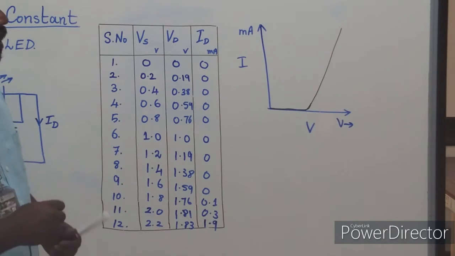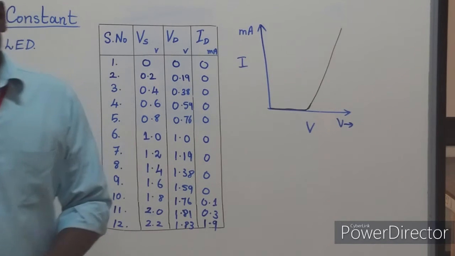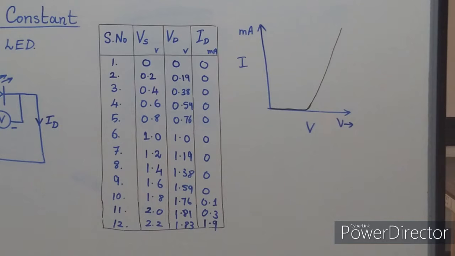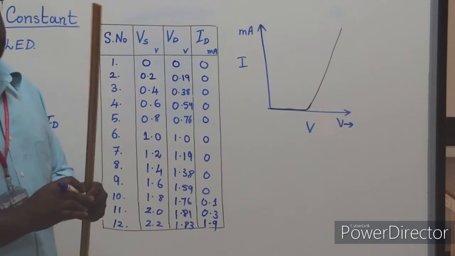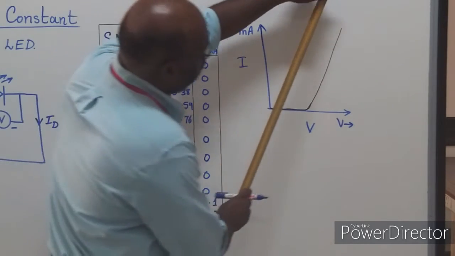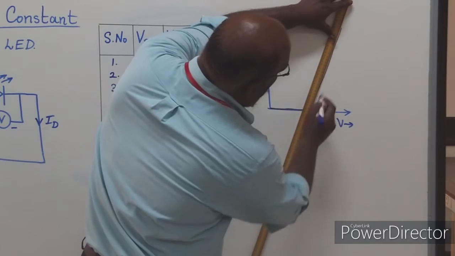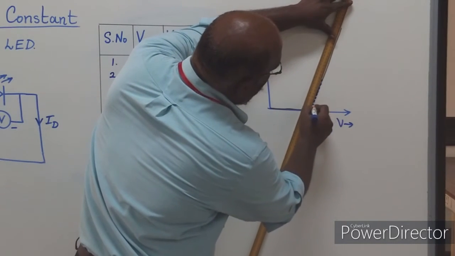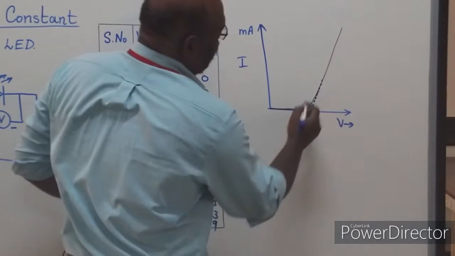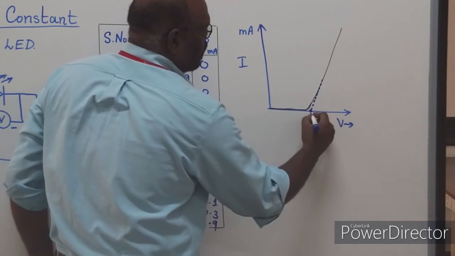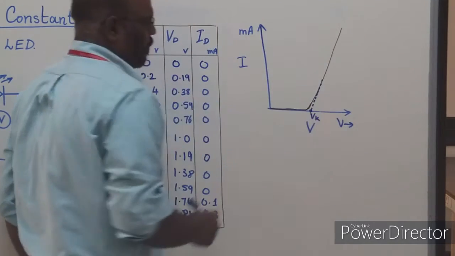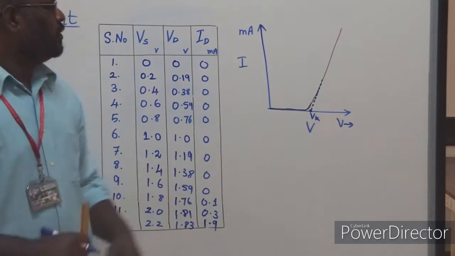From this plot, you have to extend this line. You have to plot the graph, and you will get this graph. In this graph, you have to extend this line. You should use a scale and draw it like this. Where this cuts, that is your knee voltage Vk. Now we know the knee voltage.